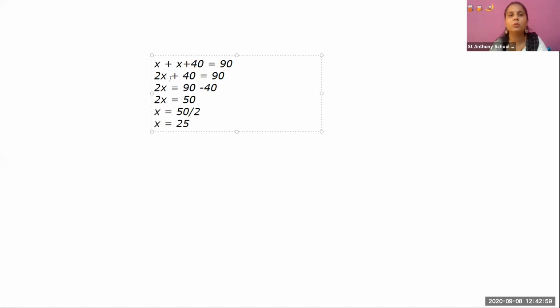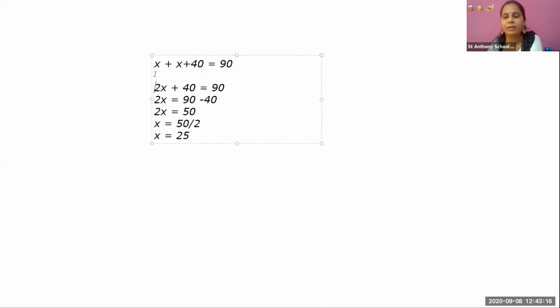First understand the question. They have given two values. X and X plus 40 add up to 90. So X plus 40 plus X is equal to 90. Now X plus X is equal to 2X, so 2X plus 40 is equal to 90. Now we don't want 40 with X, so we shift that 40 to the right hand side and it becomes minus 40. Now 2X is equal to 50.